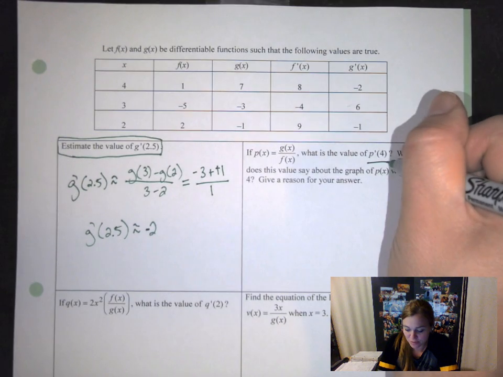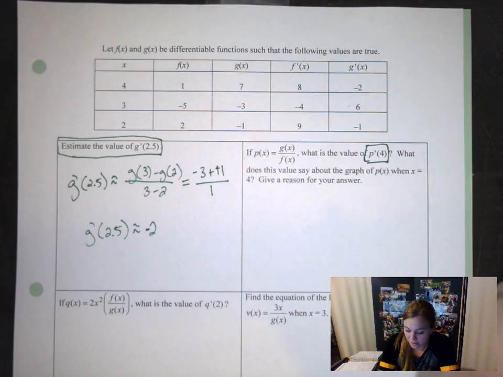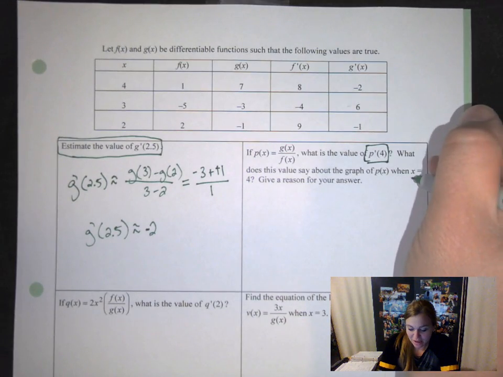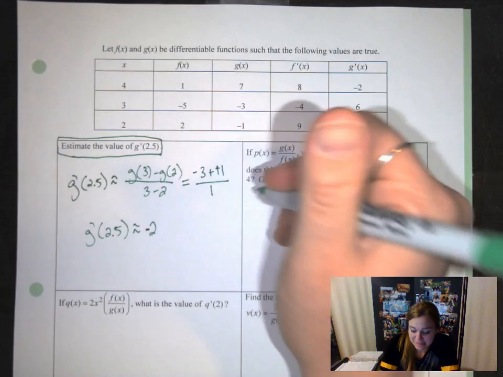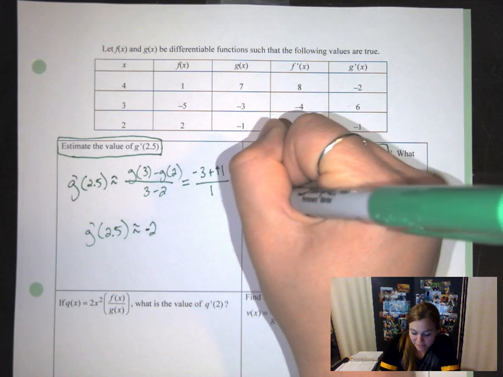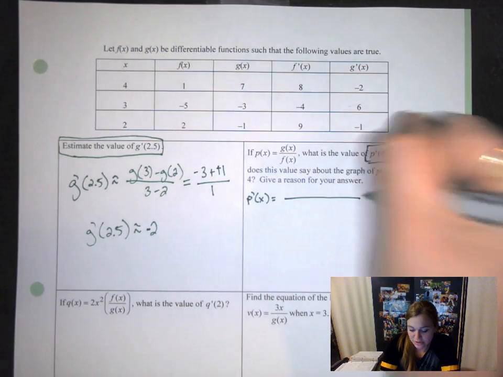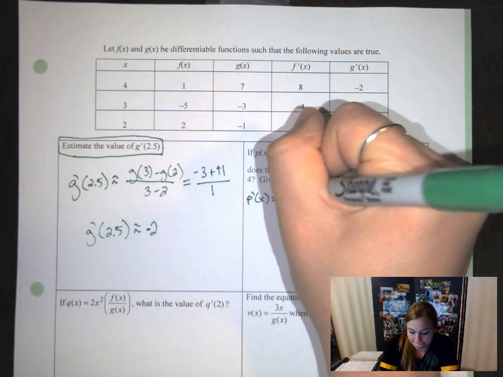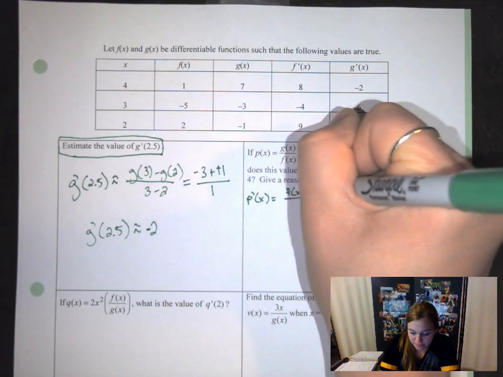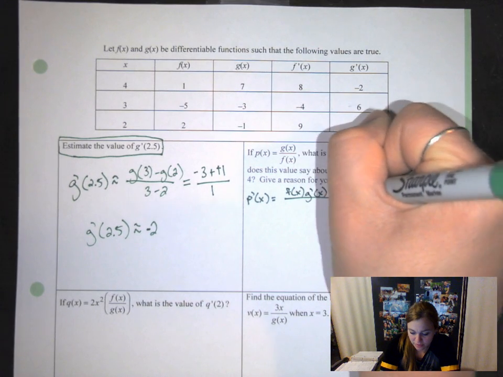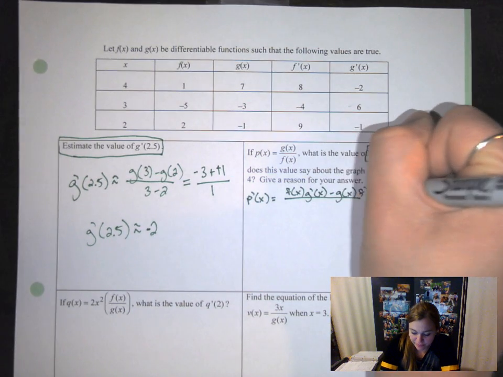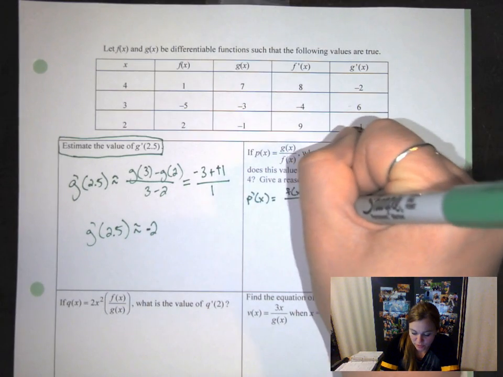What is the value of p prime of 4? And then what does this say about your graph? Give a reason for your answer. So I'm just going to say p prime of 4. I need to know p prime of x. So what is the quotient rule? Bottom times the derivative of the top minus top times the derivative of the bottom, over the bottom squared.